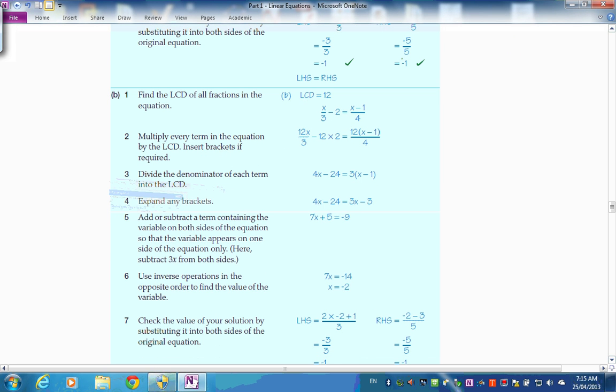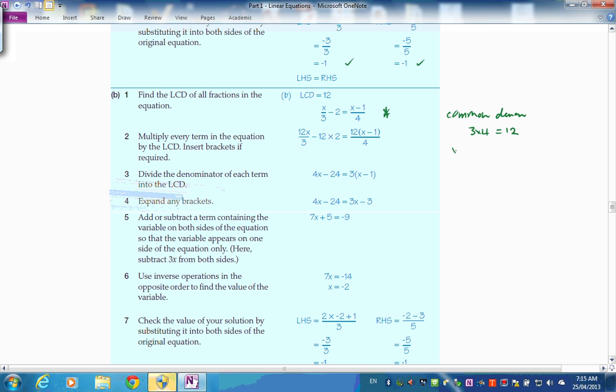And here we have the second one that they've got here. x over 3 take 2 equals x take 1 over 4. So what we're going to try and do is to get that common denominator again. Now there's a little bit of a tricky do in this one. The common denominator, the LCD, the lowest common denominator, here is 3 by 4, or 12.